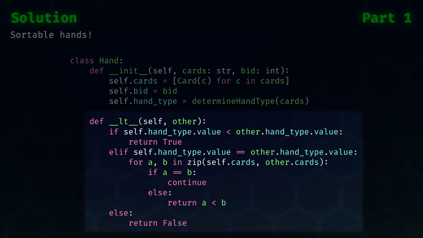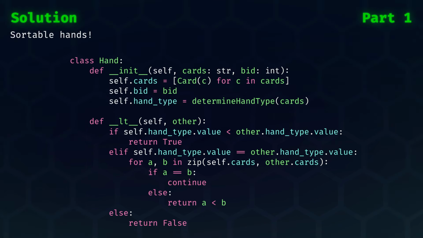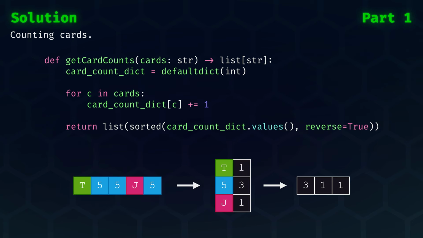We zip the two lists together so we can iterate in pairs of cards A and B, and then we ask, are they the same? Then we continue, as those cards don't differentiate the hands. If they are not the same, then we return the less than between A and B. If the current hand was not less than the other hand, and it also was not equal, then it simply wasn't less than, it was greater than. So we return false. Determining the hand type is something we can do by counting cards.